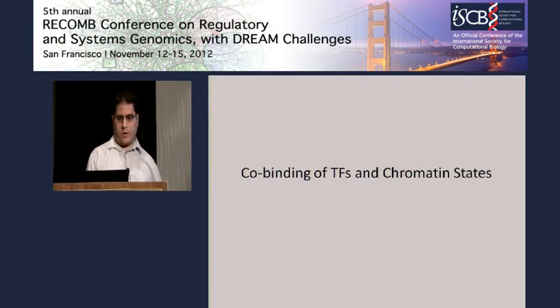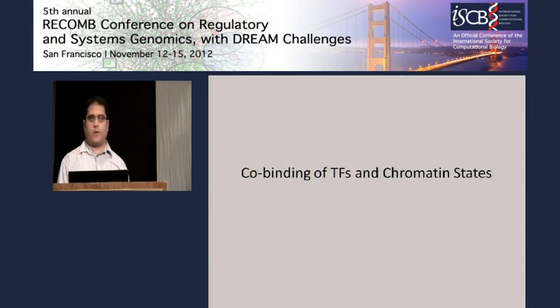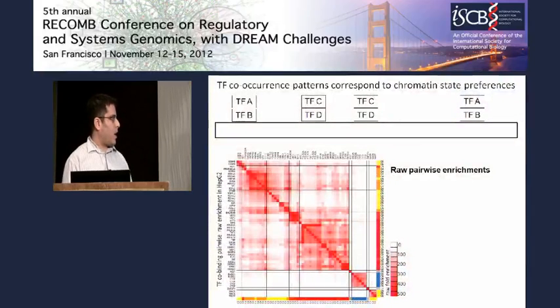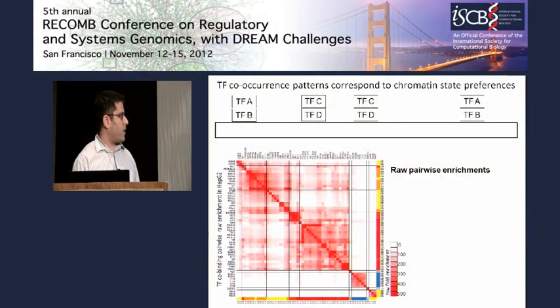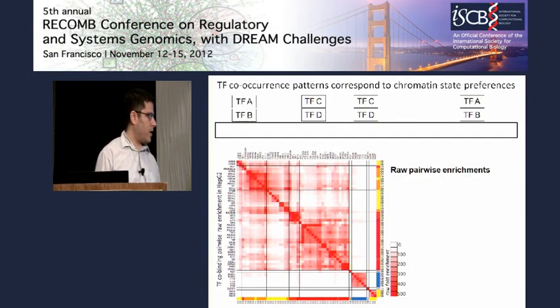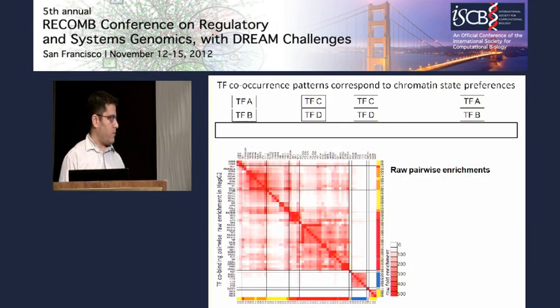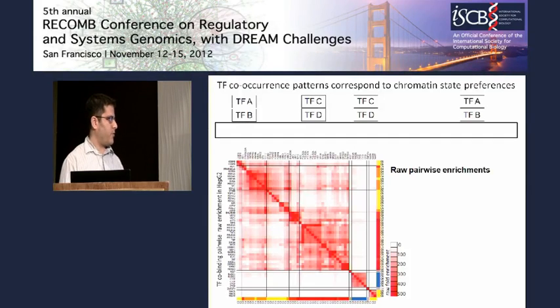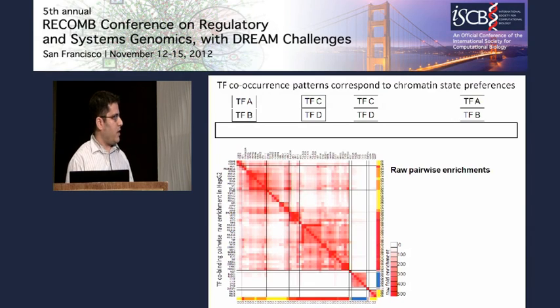And the last thing we looked at was the co-binding of transcription factors in the context of these chromatin states. So in this figure, we first looked at the direct raw pairwise enrichment of transcription factor binding. And as you can see, this is showing the pairwise fold enrichment on a scale up to 500-fold. There's actually high enrichment, and there's a lot of structure to this enrichment. And it turns out we've annotated it here.